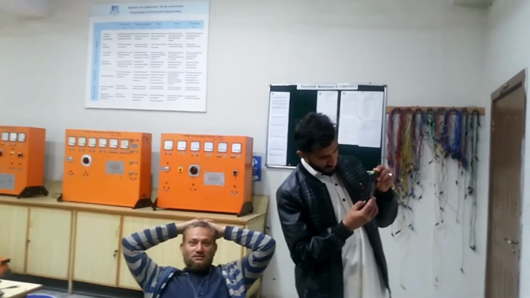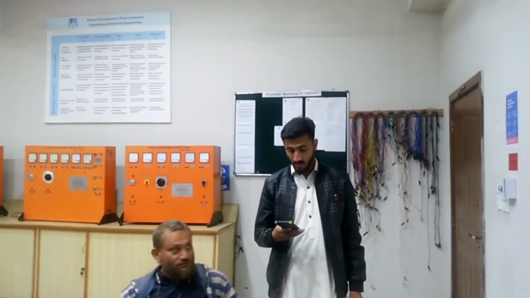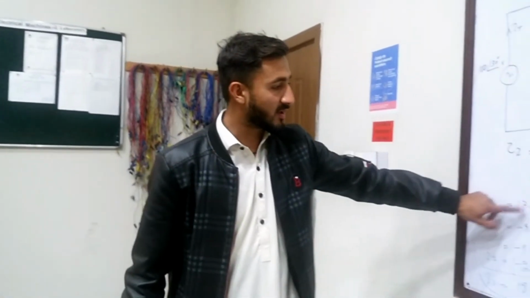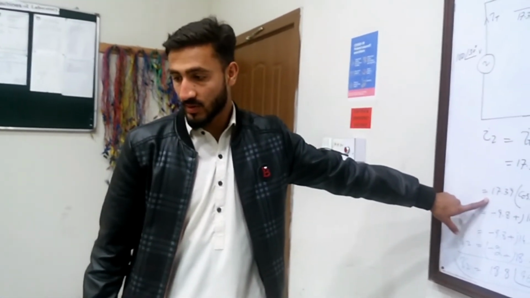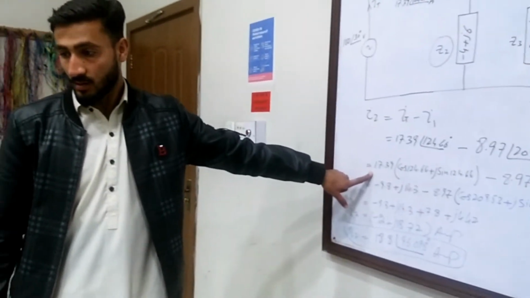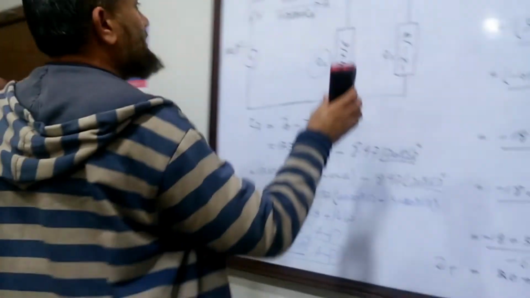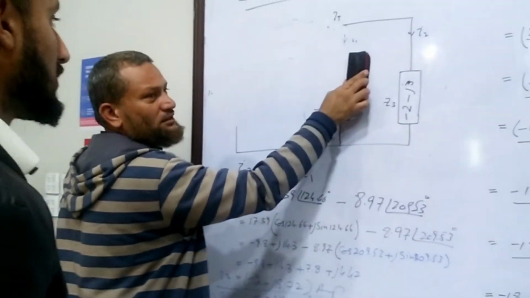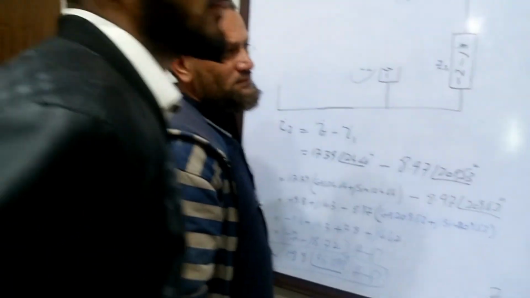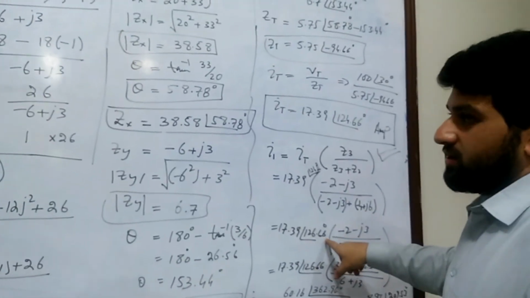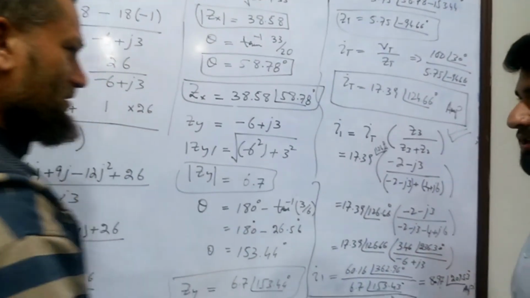Yes sir. Stop the video, sir. Polar to rectangular, how to change, how to come from polar to rectangular. 124.66, 146.66. Was that a tick? That would be a tick.